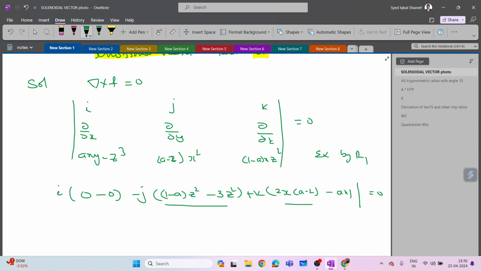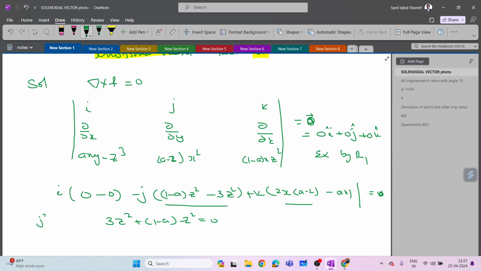So if this should equal 0, it means 3z square plus (1 minus a) z square equal to 0. I am taking y, equating the coefficient of j. Here 0 is not an ordinary 0. This 0 means 0i plus 0j plus 0k. It is also a vector. This is a zero vector.